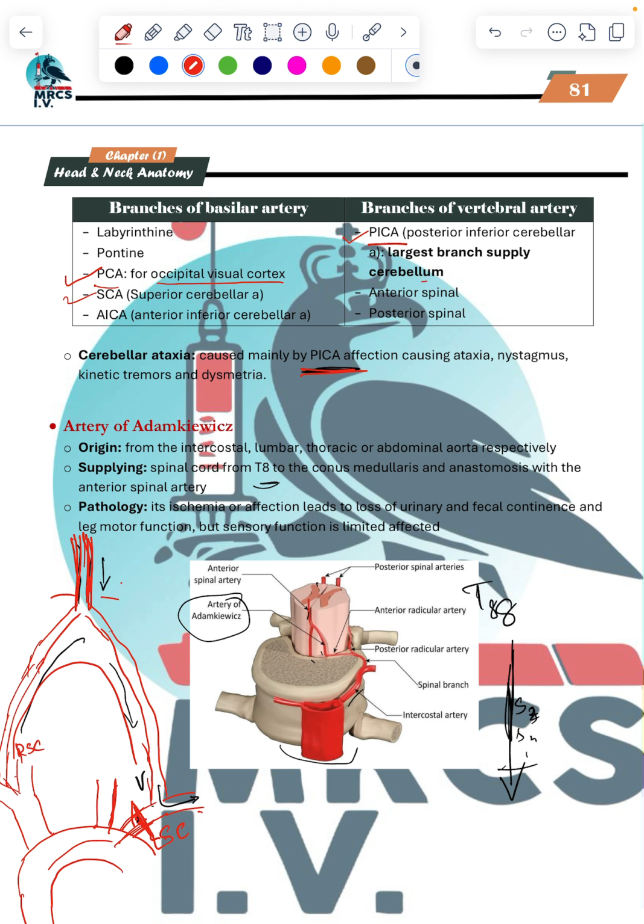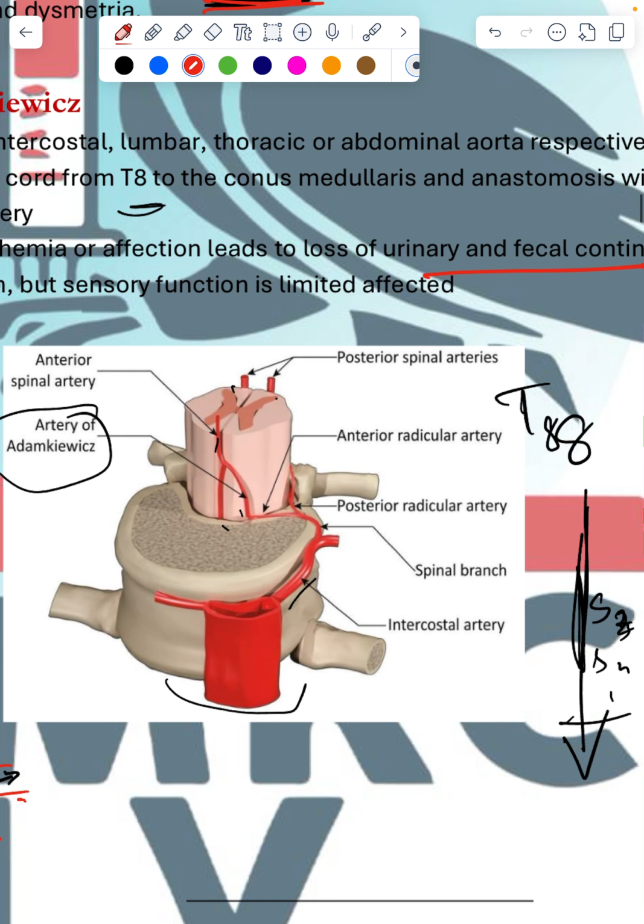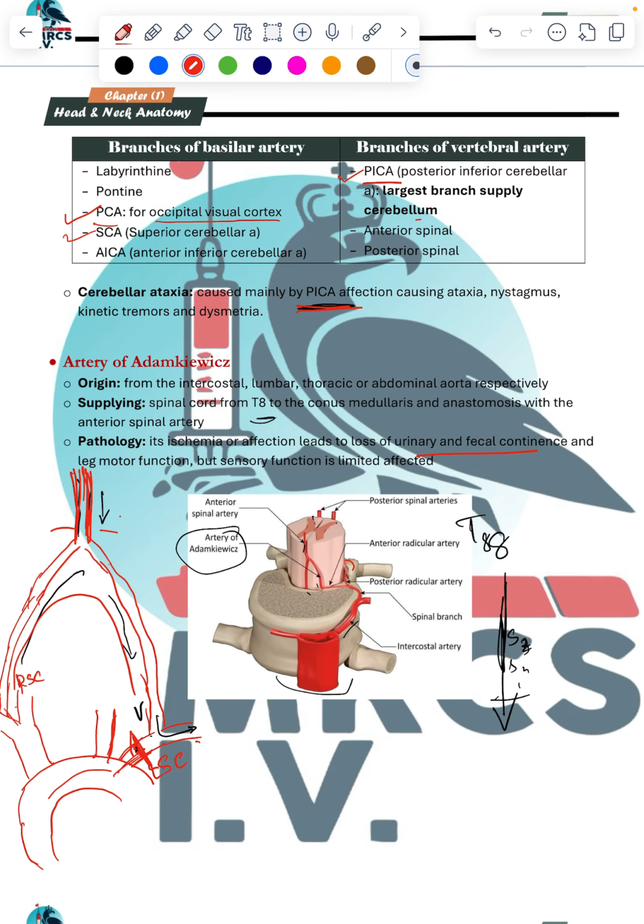Whenever there is some blockage in this artery, this will lead to symptoms. Now, the artery of Adamkiewicz. You can see its origin from the intercostal, supplying the spinal cord from T8 to the conus medullaris, with anastomosis. Ischemia affecting it leads to urinary and fecal incontinence. You can see this is the descending aorta. From this intercostal artery, it gives a spinal branch, the anterior and posterior radicular arteries, and this is the artery of Adamkiewicz.